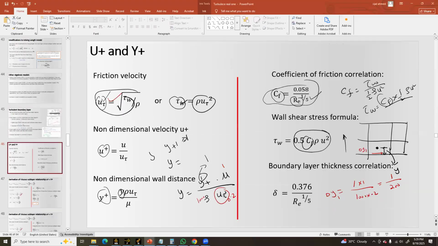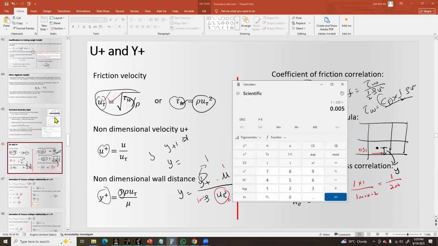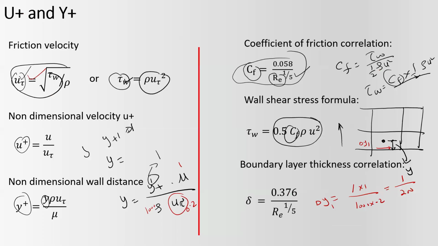So if I divide 1 by 200, my first cell height should be equal to 0.005 meters. We're talking about the SI system. So the first cell height for this example should be 0.005 meter if you are targeting Y plus equal to 1. But if you target Y plus equal to 10, then you have to put the 10 here, and you will end up with 100 on the bottom. 100 into 0.2, this will be 1 upon 20. So first cell height will be equal to 0.05 meters.